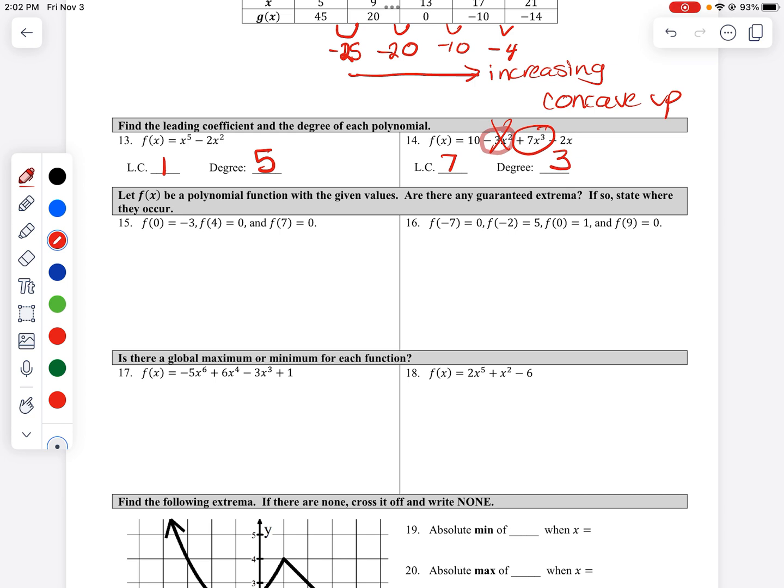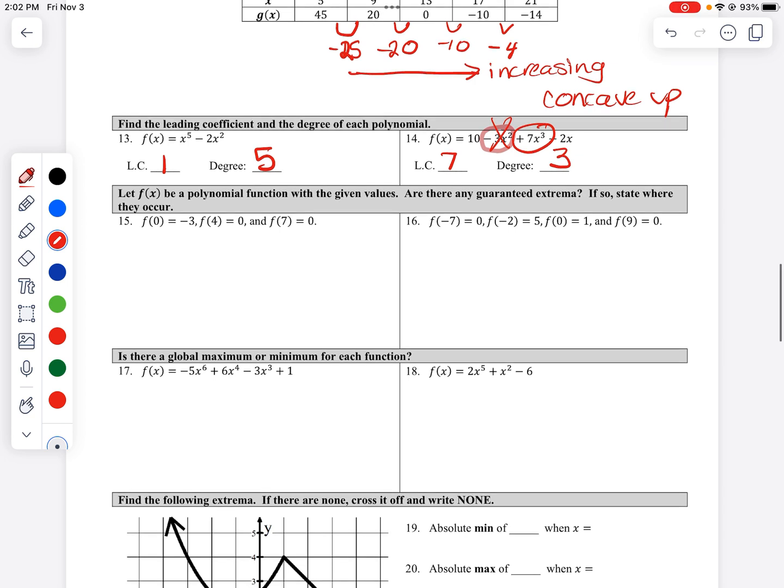So if a polynomial function has given values, are there guaranteed extrema? Let's see, what does this mean? f of 0 is -3. When x is 0, y is... Excuse me, I messed this up. Let's try this again if we were to graph this. Sorry, guys.